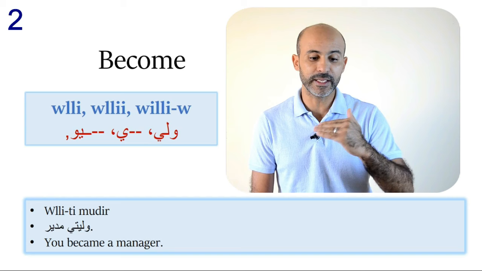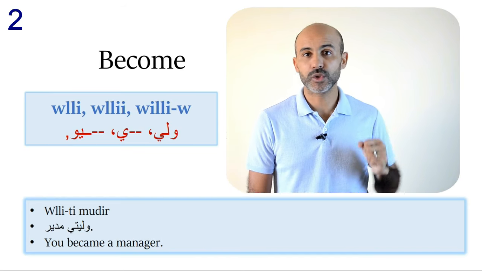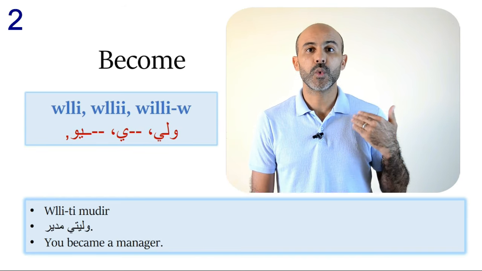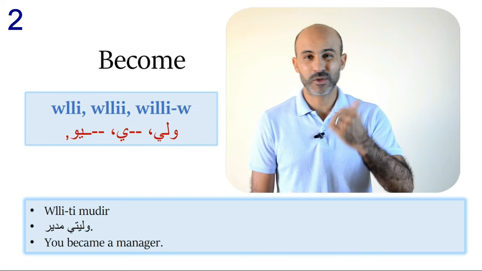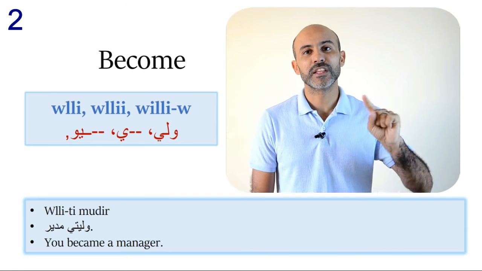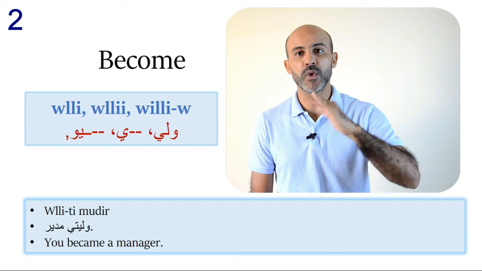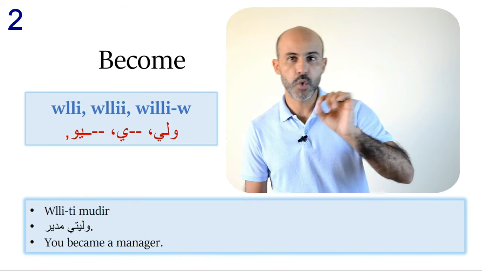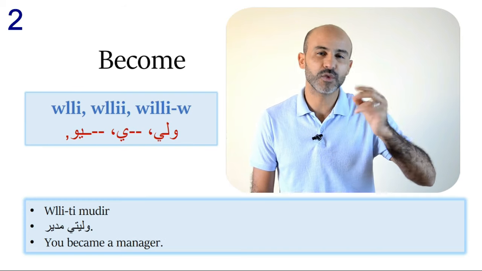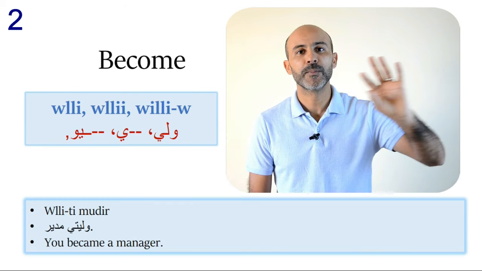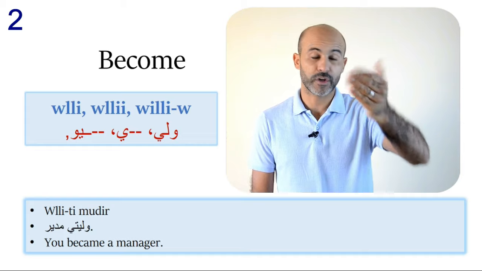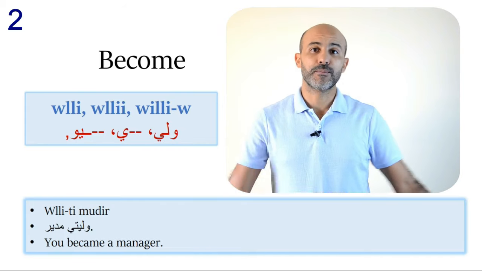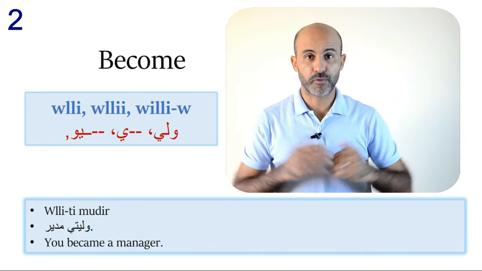And if you're talking to a group of people, it's wulliw. This is because there is a vowel at the end of the verb. That's why it becomes u, wulliw. This is if you're giving imperative orders to a group of people.